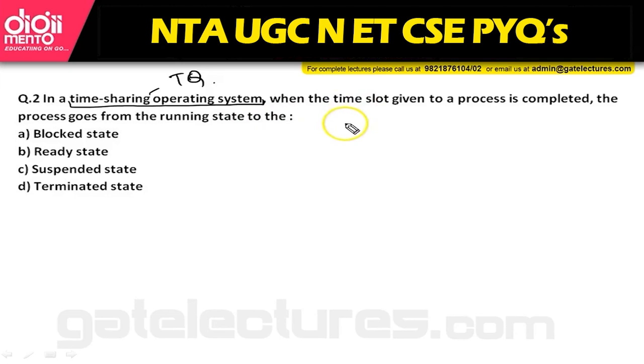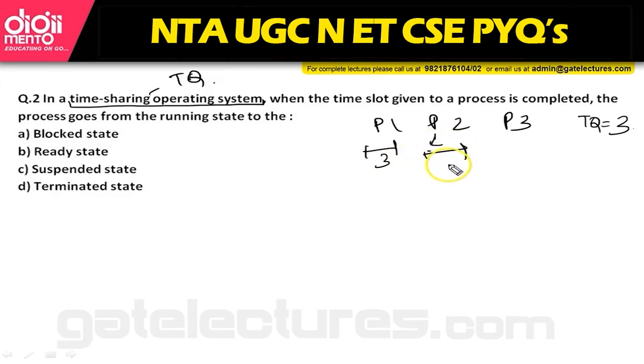So they are saying when the time slot given to a process is completed, the process goes from the running state. Let's suppose there are processes P1, P2 and P3, and the time quanta is 3 nanoseconds, microseconds or anything. Then P1 will execute for 3 time units, and then P2 will come. When P2 comes, only one process at a time can occupy the CPU. So for that time being, where will P1 reside? That is the question. Let's remember our process state diagram.